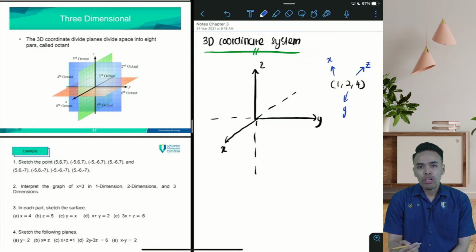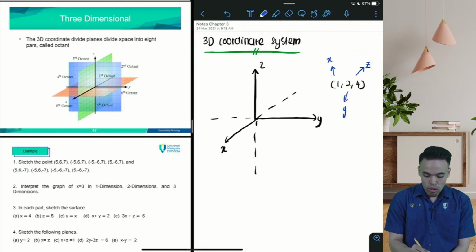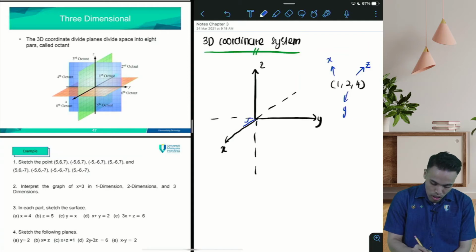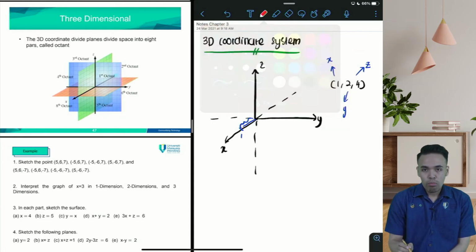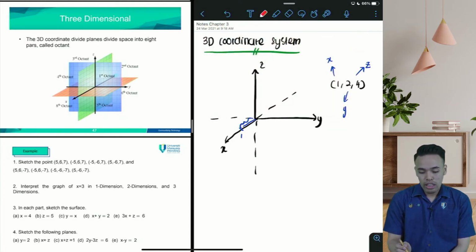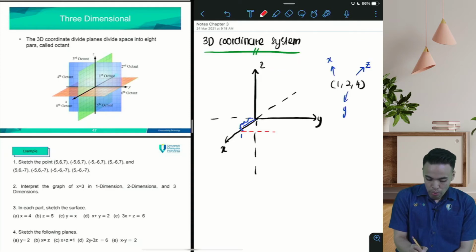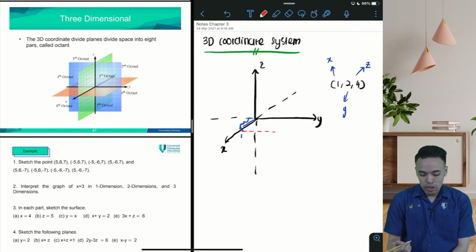Like what you did with a 2-dimensional coordinate system, when you plot a point, you always start at the origin. In this case, from the origin, I will move 1 unit along the positive x-axis. This solid line represents the positive x-axis. I will stop there, and then I will move 2 units along the y-axis. This shows you how you should plot a point in a 3-dimensional coordinate system.